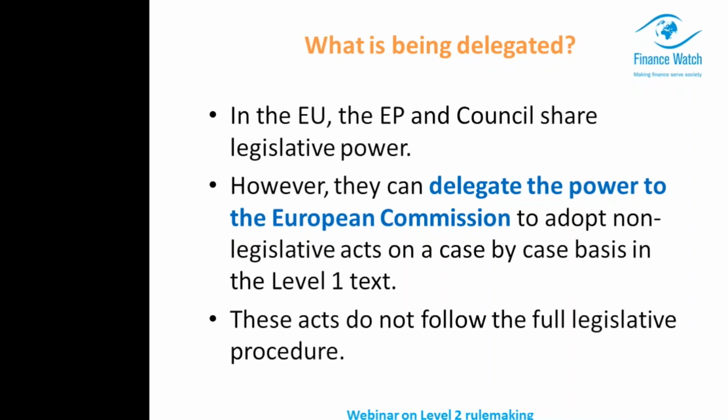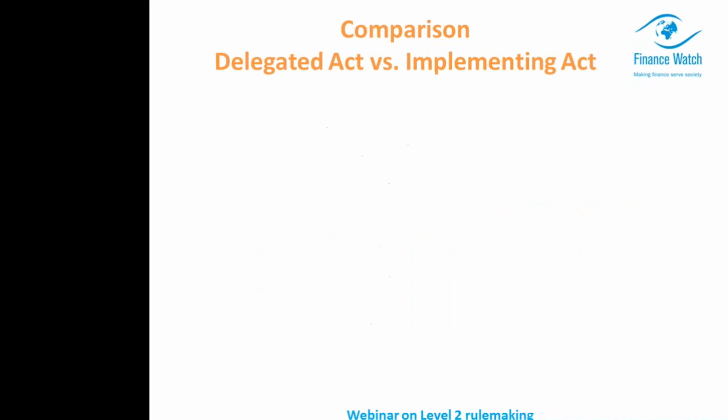It's very important to remember that certain limitations can be put on the delegation of power, for example on the scope. For example, material limits on when the Commission can amend part of the text, or temporal limits through a sunset clause, so that the delegation will last only for a short period of time.